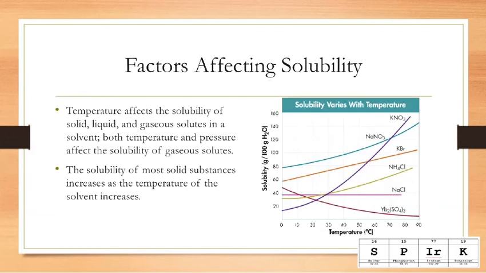Temperature affects the solubility of liquid, solid, and gaseous solutes in solvent. Both temperature and pressure affect the solubility of gaseous solutes. So temperature affects solid, liquid, and gas, but temperature and pressure both affect gases. The solubility of most solid substances increases as the temperature of the solvent increases. However, there are a few substances where the solubility decreases with temperature, as you can see from this diagram on the right. We have temperature along the x-axis, and most of those lines are increasing in solubility as the temperature goes up, except for that bottom red line, which decreases as the temperature increases.